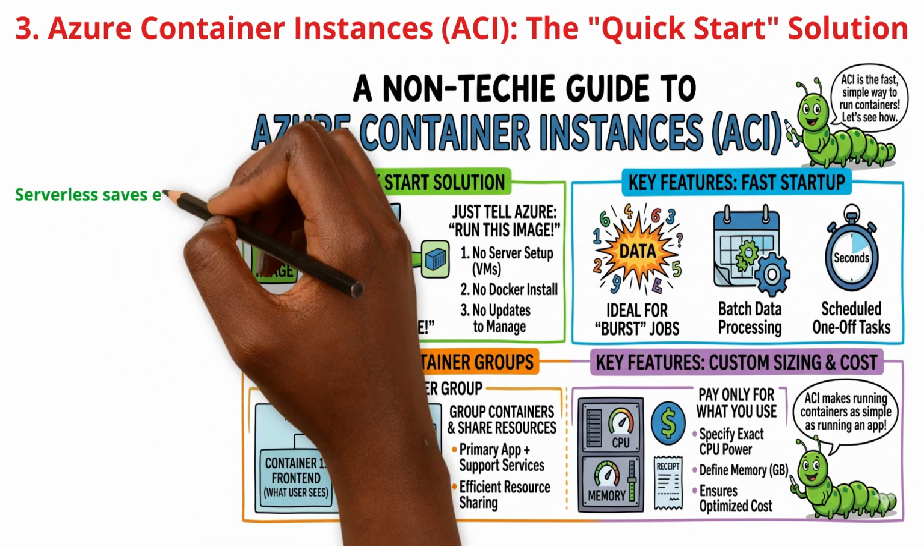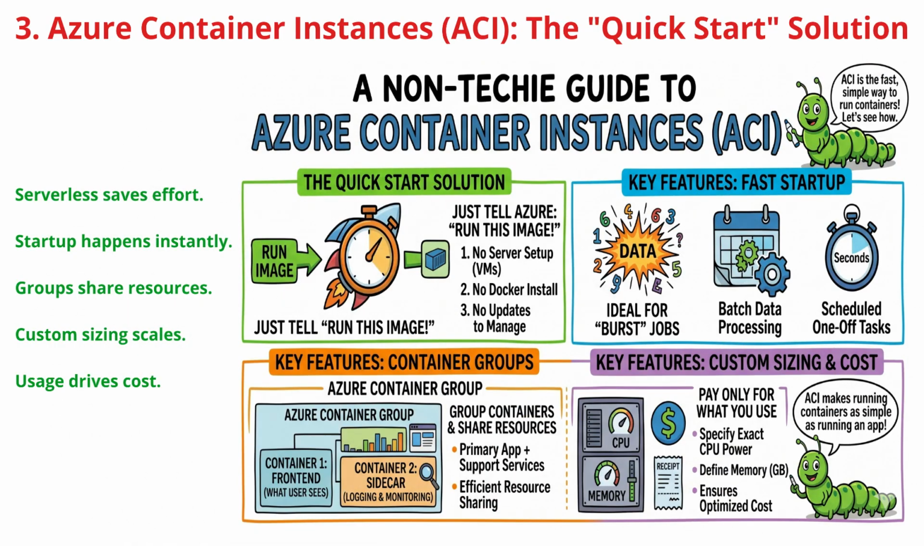When you need to get an application running immediately without the headache of building a digital apartment complex, Azure Container Instances, or ACI, is your go-to quick start solution. Think of it as the ultimate shortcut. Because ACI is serverless, you don't have to waste time setting up virtual servers, installing software, or managing annoying updates. You simply point to your image and tell Azure, run this, and it happens in seconds. It's perfect for burst jobs, like a quick sprint to process a massive batch of data before turning itself off.